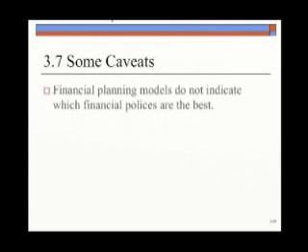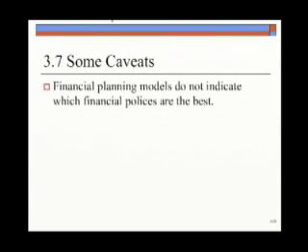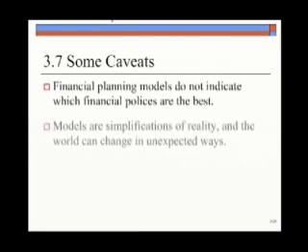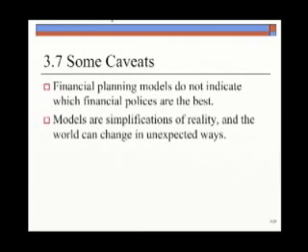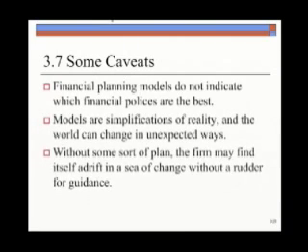Some caveats. Financial planning models do not indicate which financial policies are the best. We're going to have a chapter or two where we talk about the theory of how much debt and equity a firm should have, what kind of financial policies the firm should pursue. Remember that models are simplifications of reality. And without some sort of plan, the firm will just drift. There's no direction provided, again, by ratios, and so we have to have some strategic plan in order to make sense out of what we're doing.